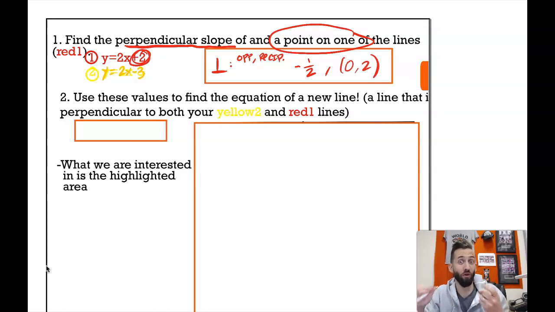So we're going to take the red line. We're taking it apart. Tell me what the slope is of that line. Tell me what the y-intercept is. All right. Step number 2, we're going to make a new line. We're going to use this to make a new equation.